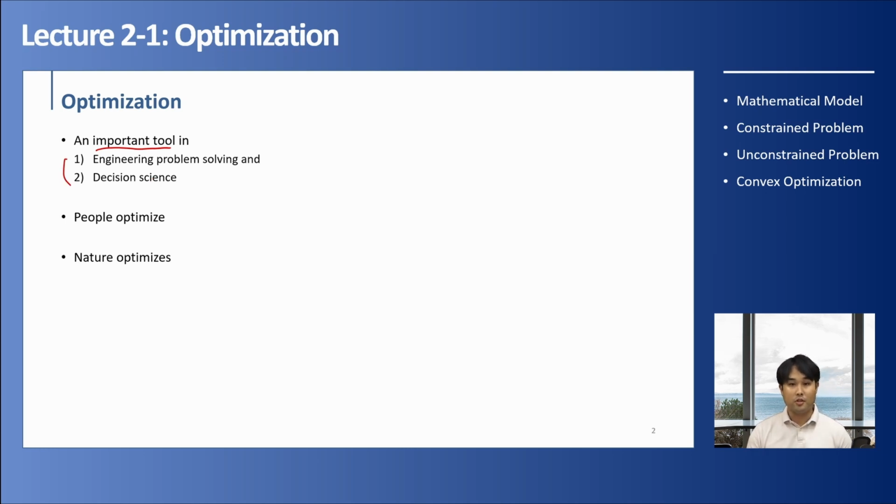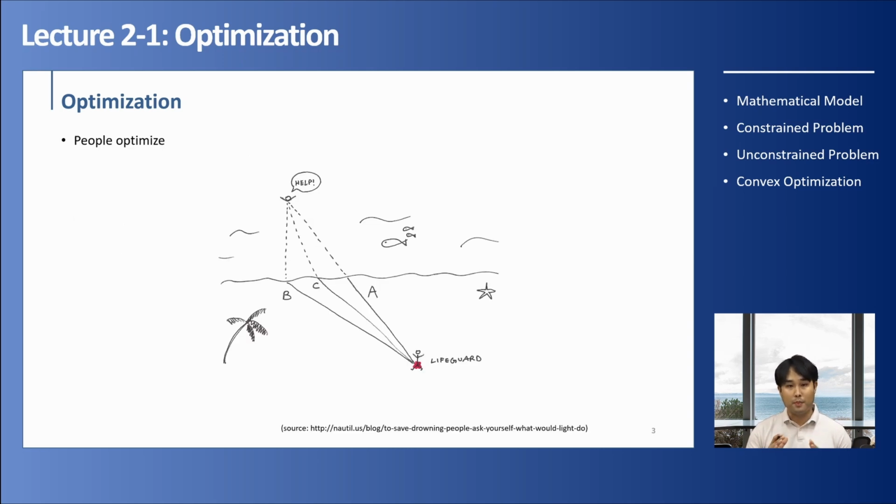As a matter of fact, humans optimize all of the time. For instance, if we're traveling from one point to another, we tend to find the most efficient or the fastest way to get there. Nature as well optimizes. For instance, if you look at the way trees grow, they tend to grow in a direction that maximizes their chances of survival. So here's an example of how people can optimize when making decisions.